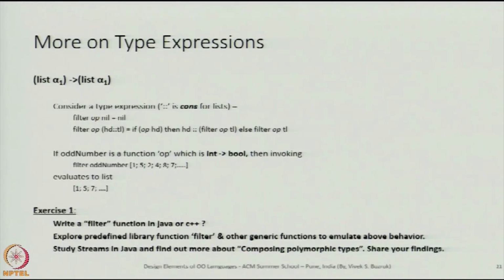For example, if the OP is an odd number check, see the example I have given here. I call this filter with odd number as one of the function parameters, which operates on each of these elements and tells whether it is true or false. So this filter with odd number and this list gives rise to this. Is it clear?